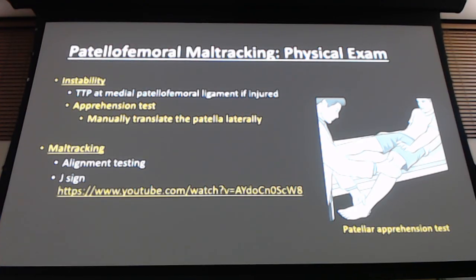For maltracking, you're going to do alignment testing. We don't get too much into the alignment in this block; we'll get more into it in the next block. You can talk about hip, knee, ankle alignment, because you're going to start talking about foot and ankle stuff. But you do assess their alignment. You understand that we have genu varus and genu valgum, knock knees and bow knees. Do you think certain patient types have a higher predisposition to patellar dislocation, patellar maltracking, and therefore instability if they have a dislocation? Yes, and that's why it's important to assess instability.